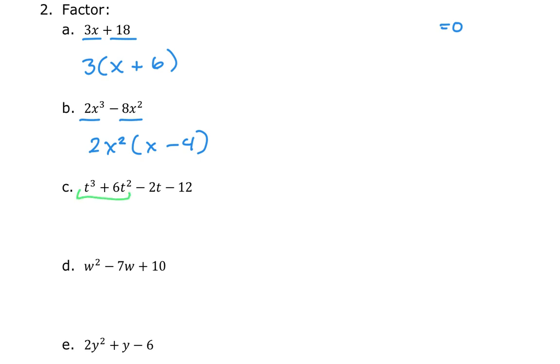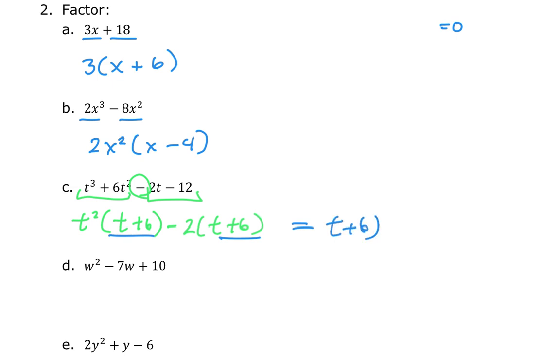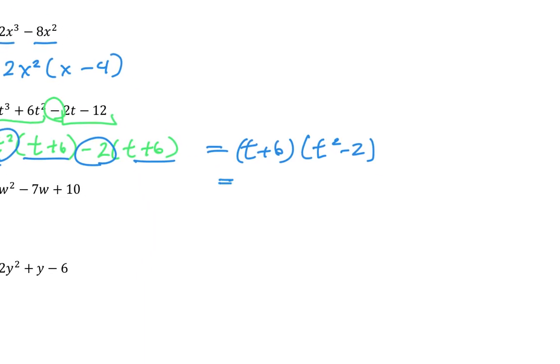I'm going to look at these first two terms, and I realize a t squared is common, so I'll factor that out, leaving me t plus 6. Out of these two terms, I'm going to factor out a negative 2, because there's a negative there, leaving t plus 6. Now, this and this are the same, so I will factor it out, leaving me t plus 6 out front, and t squared minus 2 left over. Now, the second grouping actually can factor some more. It's just not going to give us nice numbers. It is the difference of squares, so it's going to be t minus the square root of 2 multiplied by t plus the square root of 2.